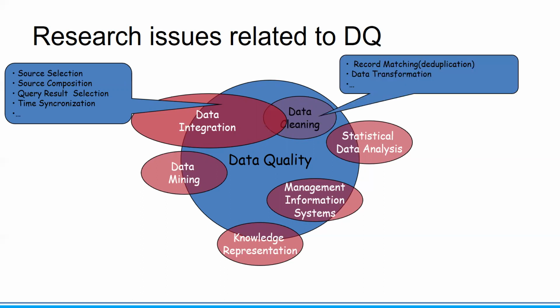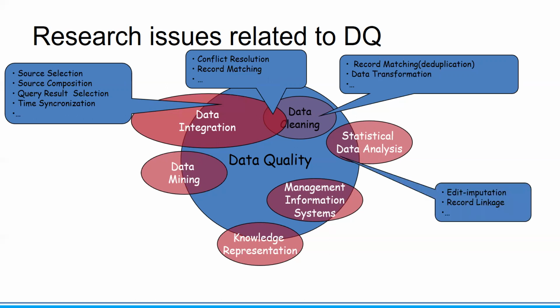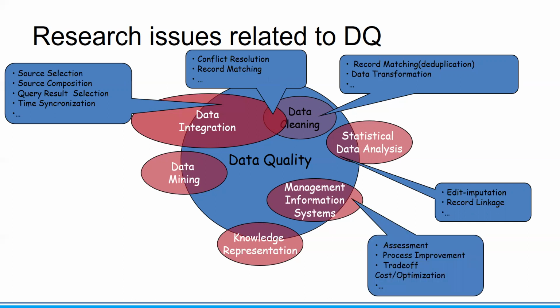If we are dealing with data cleaning, we will also check later how we can deal with record matching and data transformation. And for the intersection between data integration and data cleaning, we will deal with conflict resolution or record matching. In the other part of data quality, like statistical data analysis, we will deal with edit imputation and record linkage. In management information systems, we will learn how to assess, process improvement, and how to trade off between the costs and the optimization.